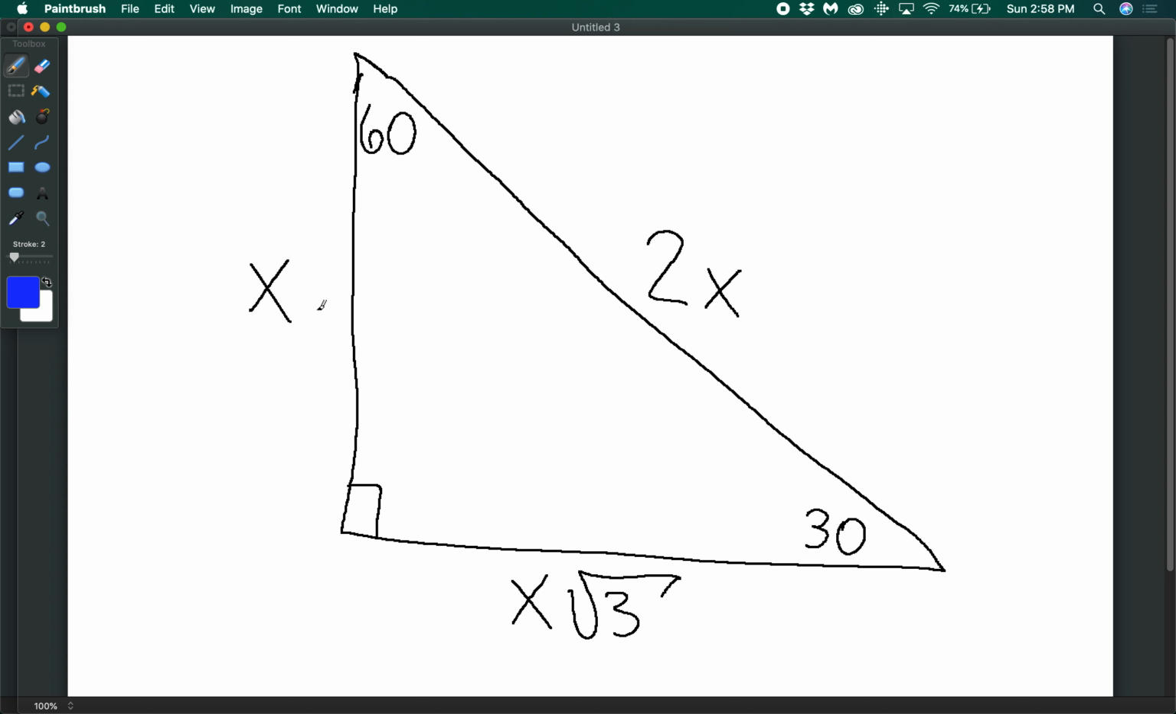In this case, my base is s, and my height we just said was s over 2 root 3. And this means that the area of an equilateral triangle is going to be equal to s squared over 4 times root 3. And this is always true for an equilateral triangle.